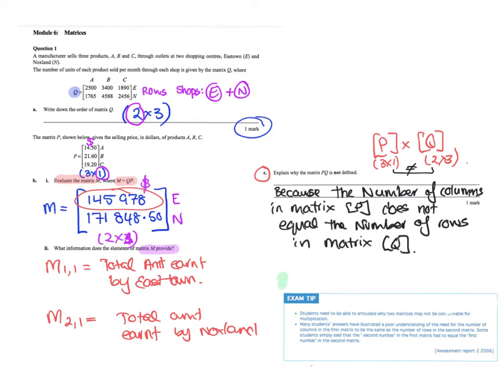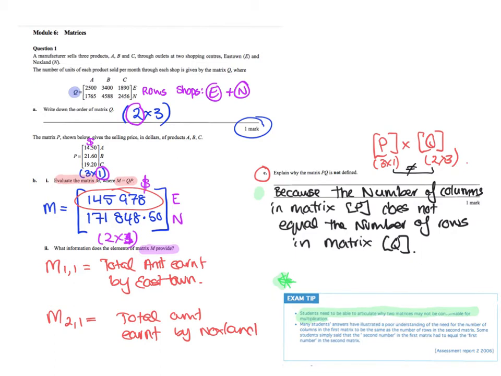And here is taken from the year 12, the VCAA. They're the governing body who mark all the exams. And once they mark the exams, they give you a little tip on where people made mistakes. And they said it's crucial. Students need to be able to articulate why two matrices may not be conformable for multiplication. That's what we just said there. We've done that, so you can do that.